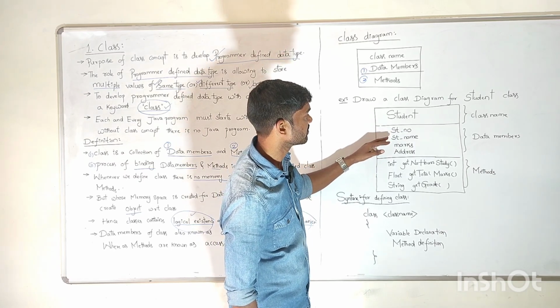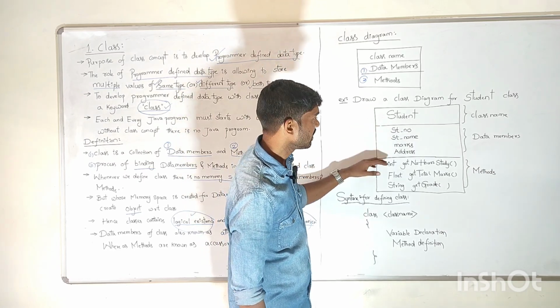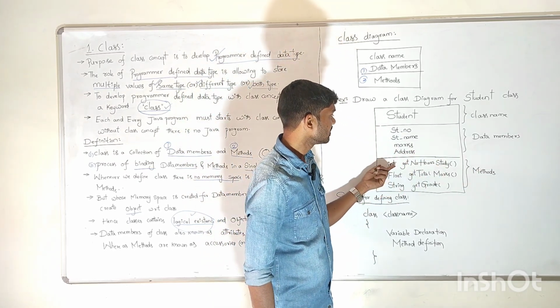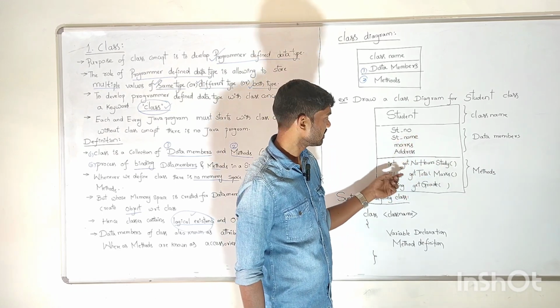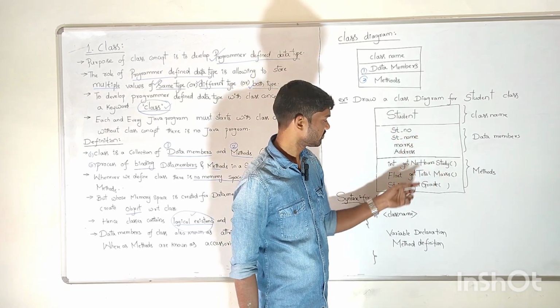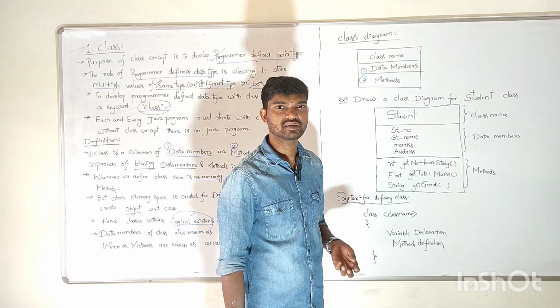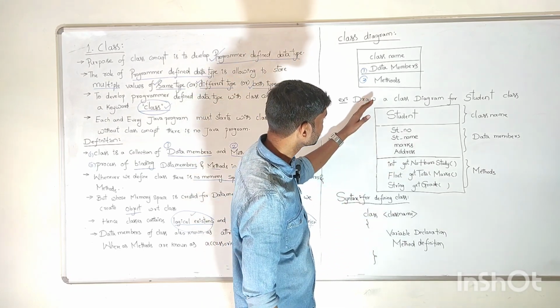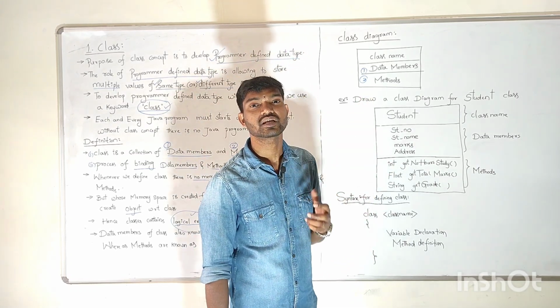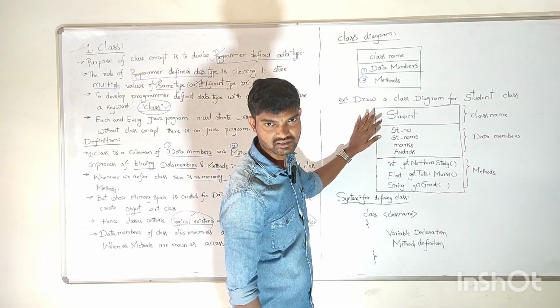like this: the student number, roll number, student mark, student address, and the student has some methods like this: int getNumberOfHoursStudy, float getTotalMarks, and string getGrade. We make it O grade, A grade, A plus grade, or B grade, C grade like this. So this is a simple student class diagram regarding the class concept.